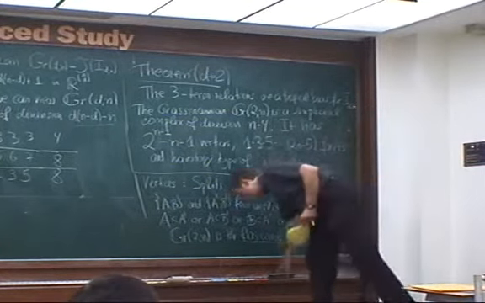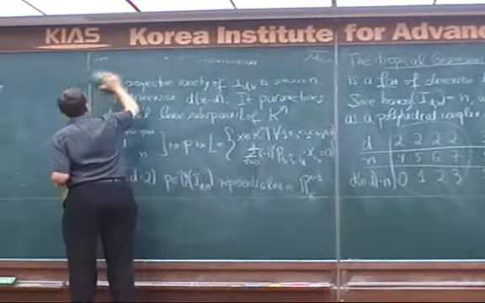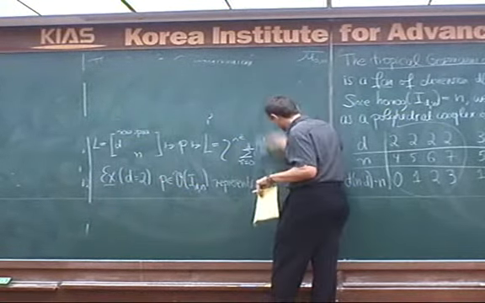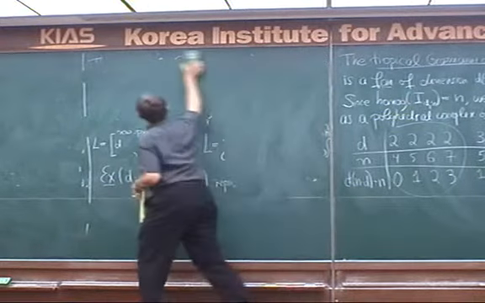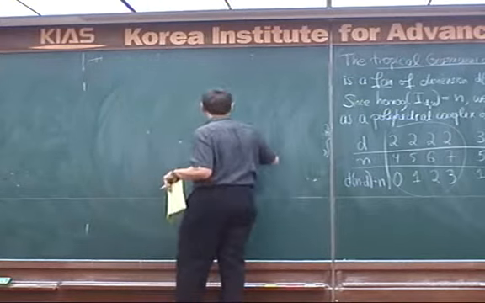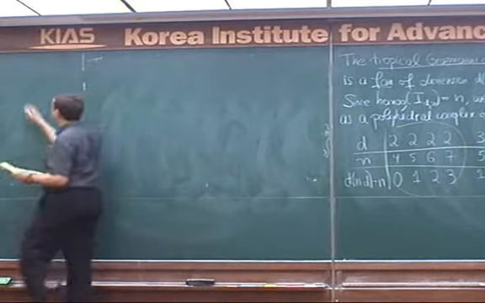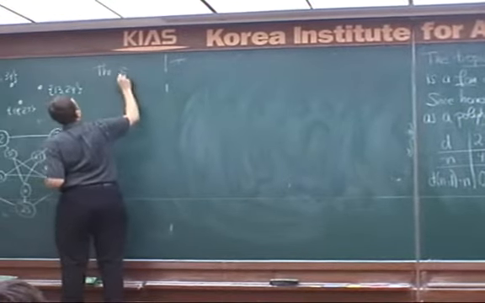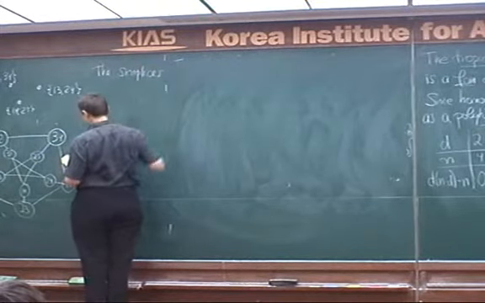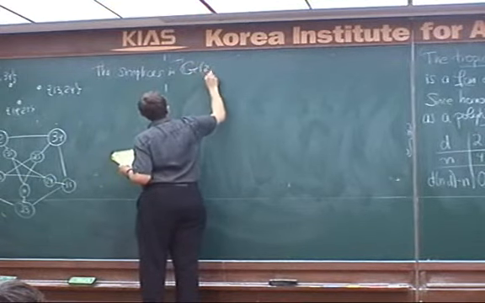Now, what about those trees? So I claim that this combinatorial data corresponds to trees. So the simplices are the simplices in the Grassmannian 2n.